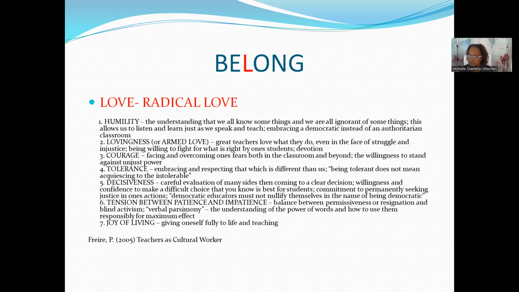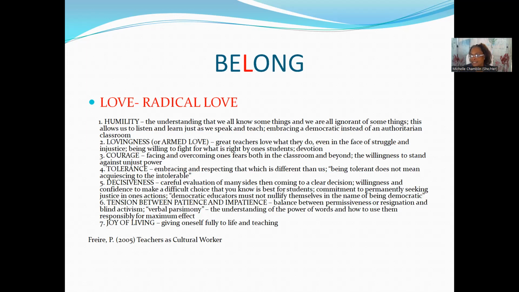And so, although that's a very small piece of what's going on in this particular part, it's so important that we have humility. Lovingness. Great teachers love what they do, even in the face of struggle and injustice. Being willing to fight for what is right by one's students. Devotion. You know something that's not right. And so armed love, like really knowing like, I have to fight for my students. I have to help them. I have to do what I gotta do.